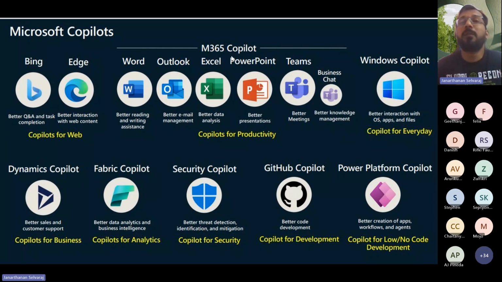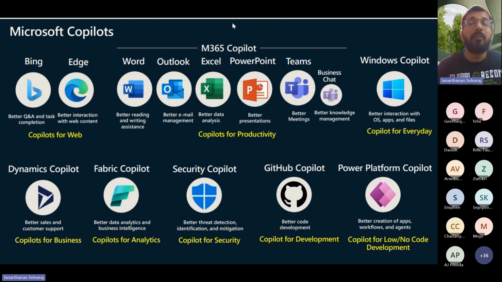We have Microsoft 365 Copilot. It could be in Word, PowerPoint, Excel, Teams, or even business chat. All these copilots are for productivity purposes. And the everyday AI companion is Windows Copilot. In Power Platform, you have Power Platform Copilot for low code and no code development. For security, we have Security Copilot. For analytics, we have Fabric Copilot. For Power BI, we have Power BI Copilot. For the business and sales support team, we have Dynamics Copilot.